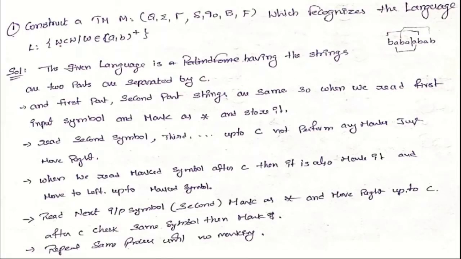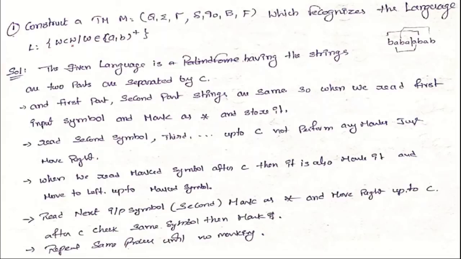Here W is any string that can be derived from the alphabet A, B, so it is a combination of As and Bs. It may be AB, either A, or ABA, or BBA, either BAB, AA, BBA, in this manner. W is any string derived from the alphabet A, B. Then the language contains WCW.